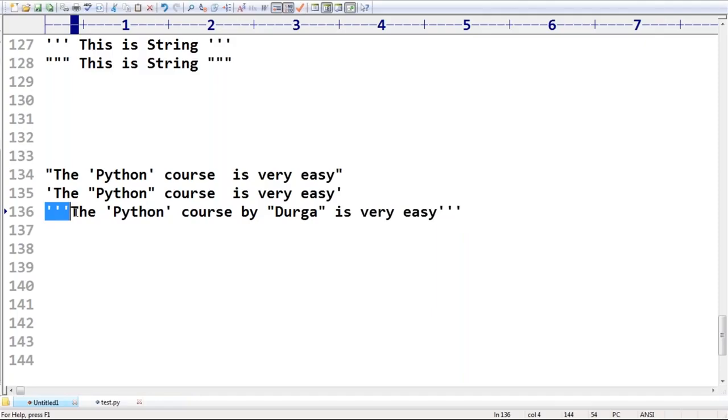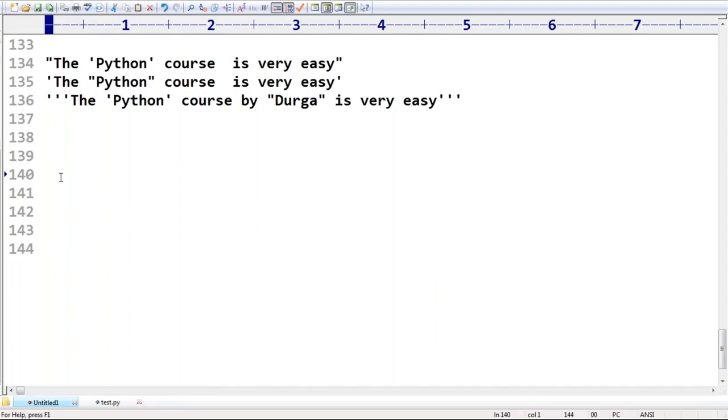Any explanation is required? That's all this is about, how you can represent string literals. So single quote, double quote, triple quotes story is like this, right? Next there is one very important concept I want to discuss for you people.